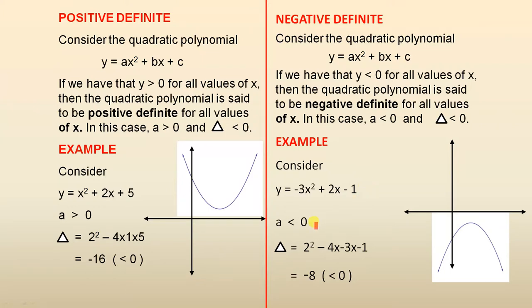We can see that a is less than 0 because it's negative 3, so the parabola has that orientation. We can see that the discriminant, when we work it out, b squared minus 4ac, is negative 8, so the parabola is below the x-axis.